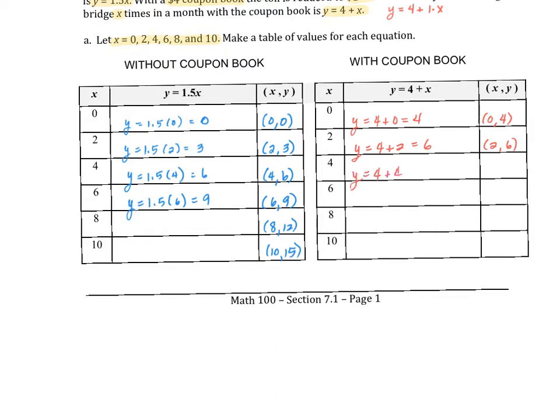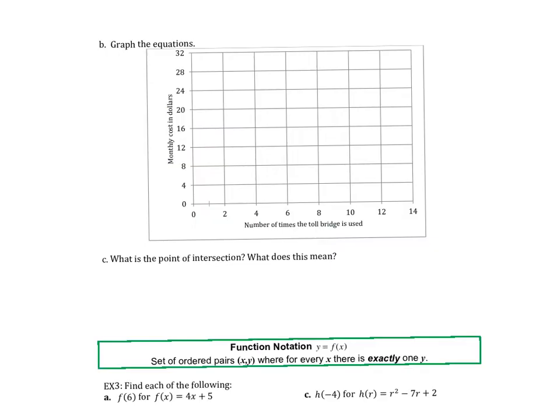And then 4 would give you 8. And so on. So we should have 6, 10, 8, 12, and 10, 14. So we have these two equations. The next thing we're going to do is we're going to graph these ordered pairs. They'll turn out to be lines. And then we'll connect the dots.